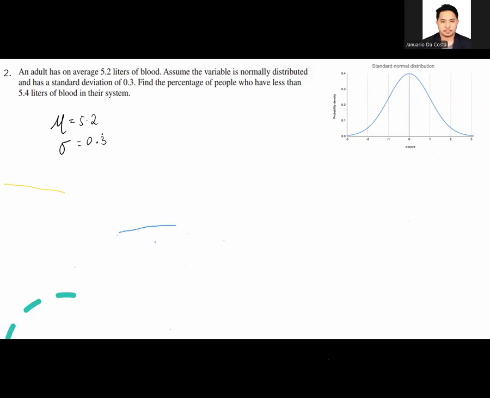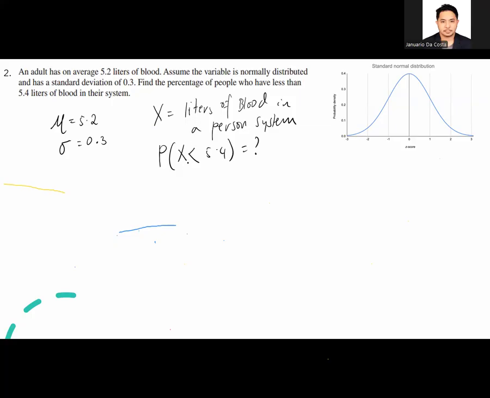Okay, find the percentage of people who have less than 5.4 liters of blood in their system. I mean, find the probability that x is less than 5.4, if we define the random variable x to be liters of blood in a person's system. So we can look at what is the percentage of people who have less than 5.4.